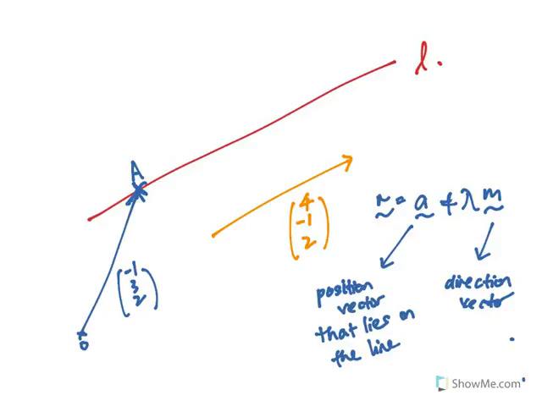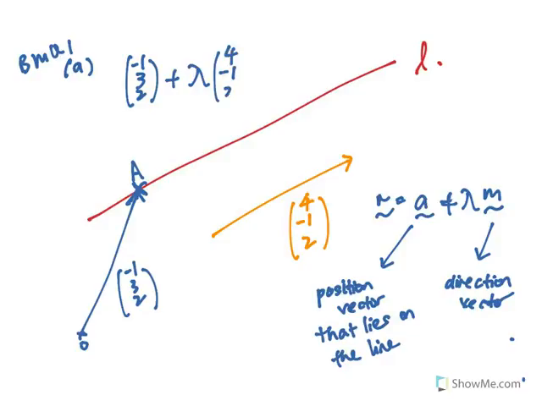So the answer to part A would just be r equals (-1, 3, 2), that's a, plus lambda m, which is (4, -1, 2). Now because we know that if these two lines are parallel, it means that they have the same direction vector. So the direction vector of line 1 will also be (4, -1, 2). So this would be the answer for 1a.